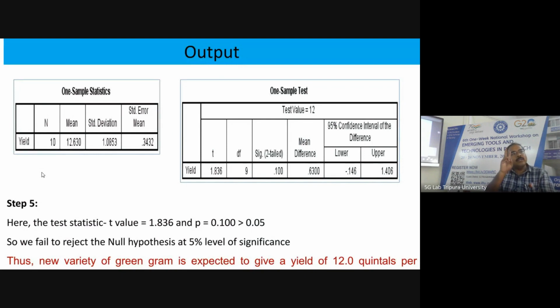There are two possible errors that can come up. One is a type 1 error, the other is a type 2 error. If you have accepted a true null hypothesis, that is correct. If you have rejected a false null hypothesis, that is also correct. But if you have accepted a false null hypothesis, that is a type 1 error. If you have rejected a true null hypothesis, that is a type 2 error.